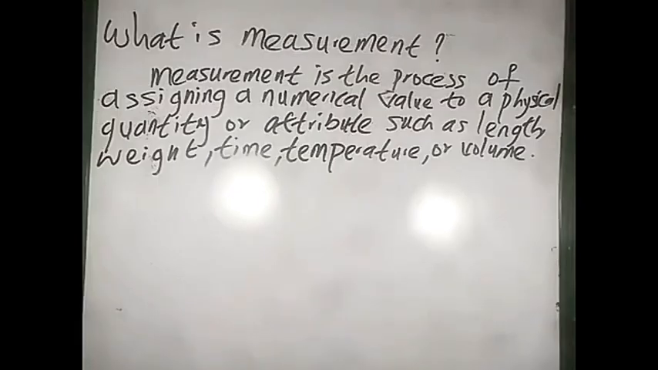What is measurement? Measurement is the process of assigning a numerical value to a physical quantity or attribute such as length, weight, time, temperature, or volume. Now, what does it mean? This means that if you have a physical quantity or an attribute, and you look for a way to assign a numerical value, or to know the amount or magnitude of that particular quantity or attribute, that is measurement.